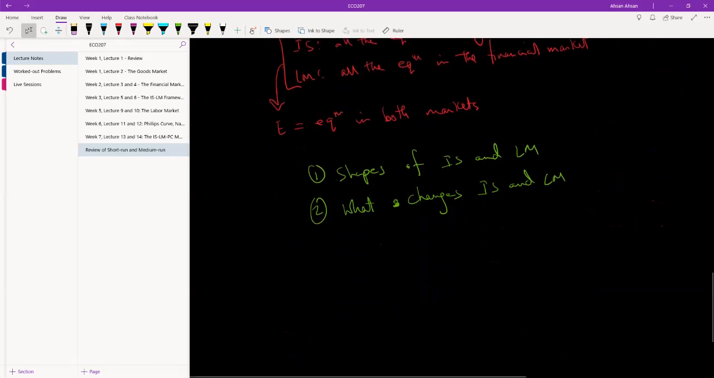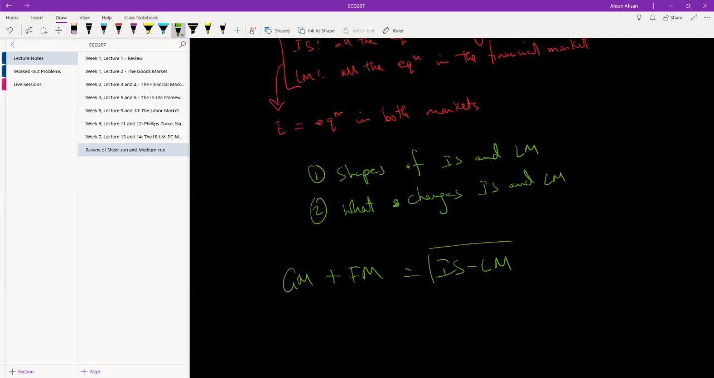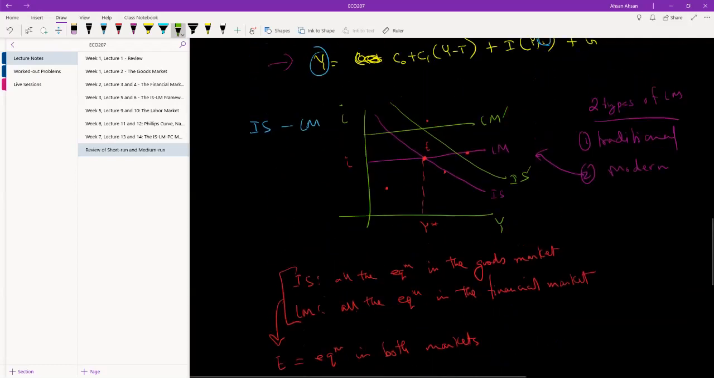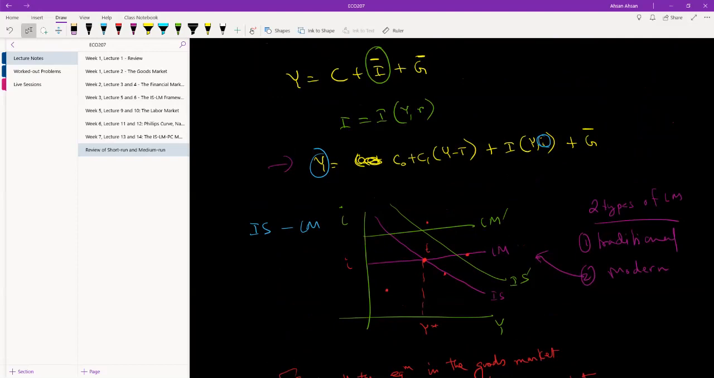So that was chapters 3, 4, and 5. We looked at the goods market. Then we looked at the financial market. We combined them together by endogenizing the investment function, and that gave us the IS-LM framework, which effectively shows us all the points, let's say, where the goods market is in equilibrium, all the points where the financial market is in equilibrium, and the one equilibrium where both the markets are in equilibrium.